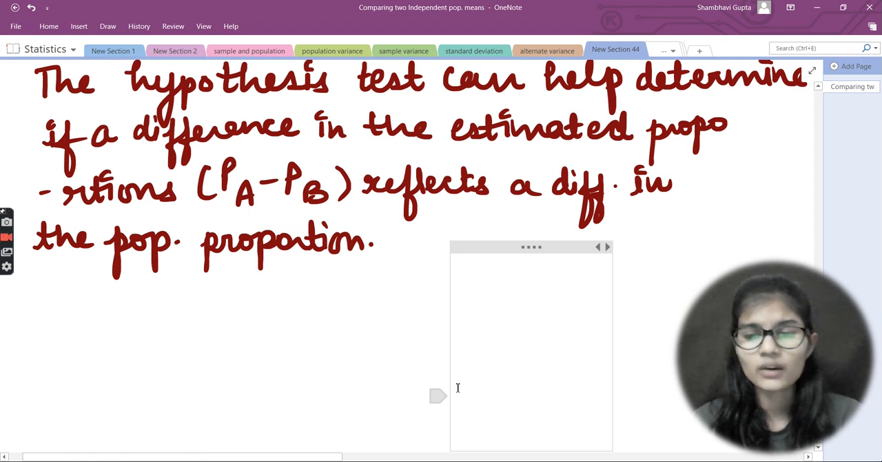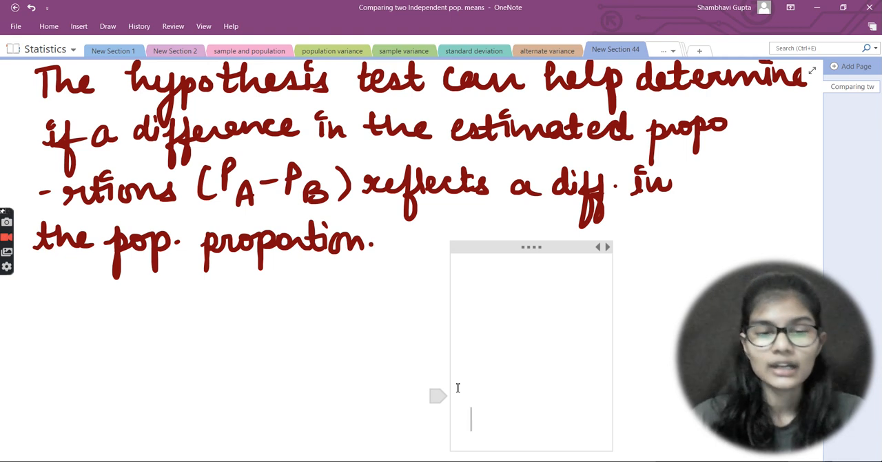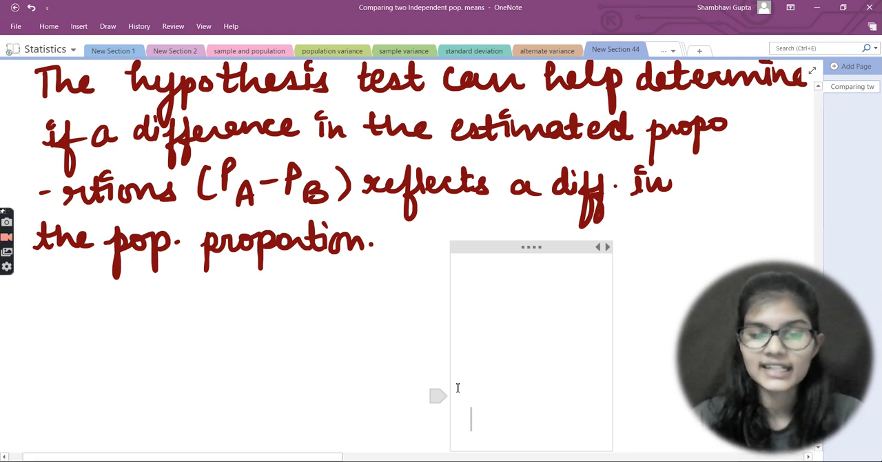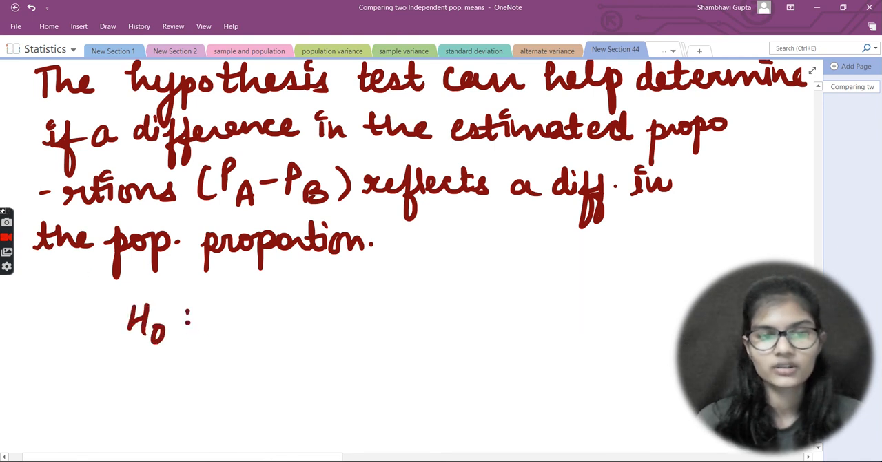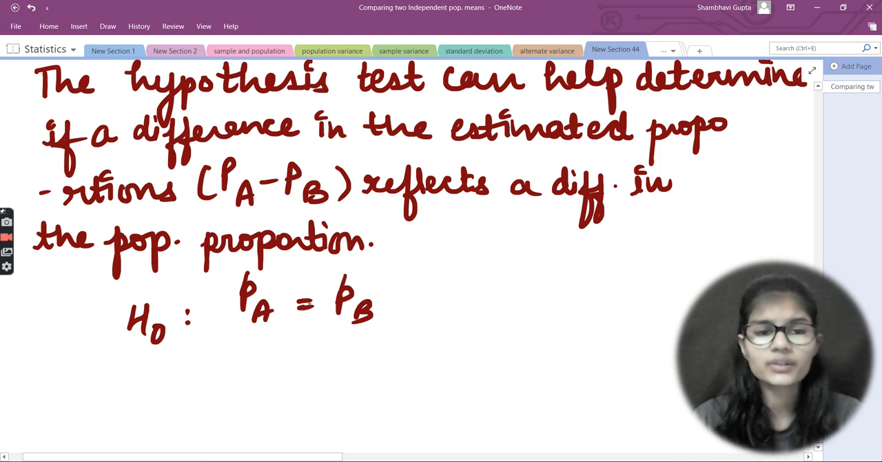Now, this difference of the two proportions follows an approximate normal distribution. Generally, what does the null hypothesis tell us? The null hypothesis states that the two proportions are the same. That is H naught, or H0 as well: PA is equal to PB. We used to write it like this, with a small p, not capital. We had already discussed this in the previous videos.